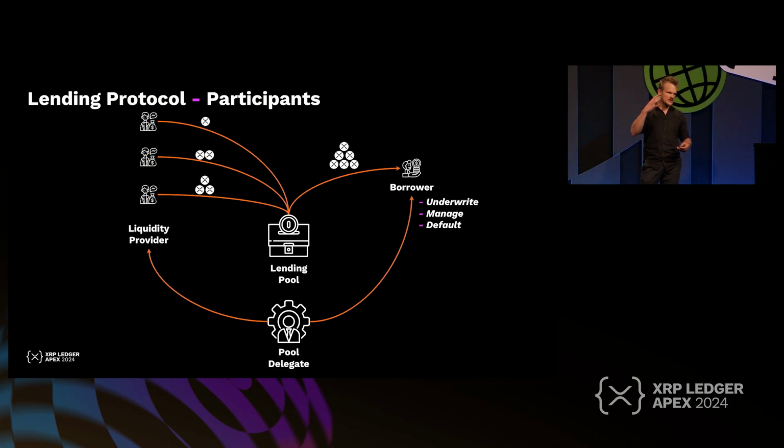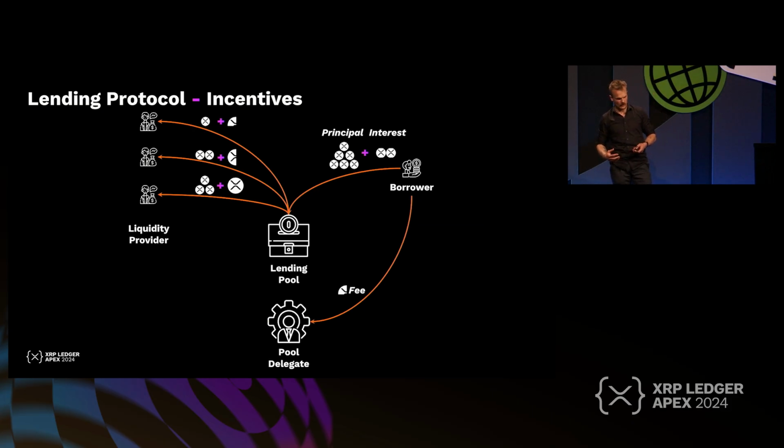Of course, all protocols in DeFi require incentives, and the lending protocol is no exception. Starting from the borrower, the incentive to the borrower is that they get access to on-chain liquidity. For the liquidity providers, the incentive is that every single payment made by the borrower is composed of the principal amount that was borrowed plus interest. And this interest goes back to the liquidity providers, and each liquidity provider receives a share based on the initial amount that they contributed to the loan.